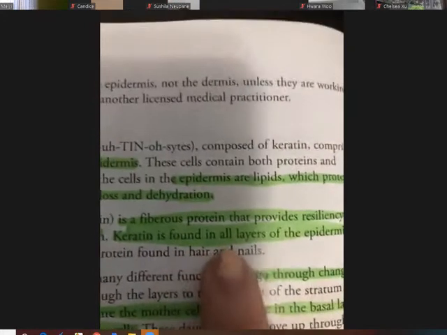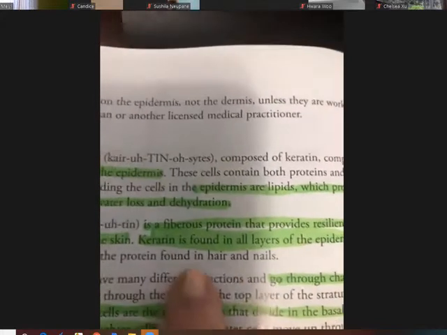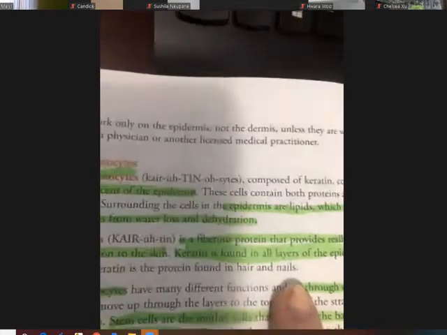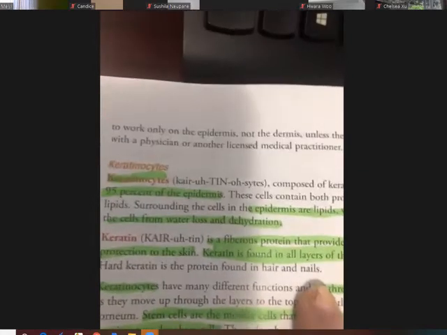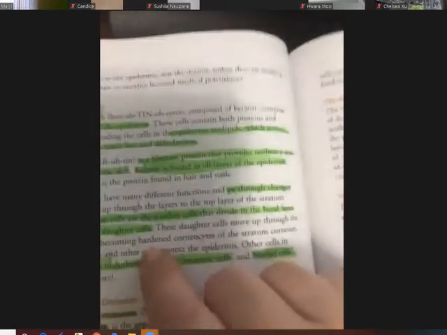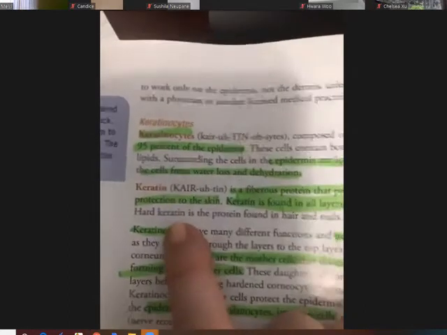Keratin is found in all layers of the epidermis. Hard keratin is the protein found in hair and nails. Okay, so our skin is 95% keratinocytes, which is made up of protein, and keratin is found throughout our whole skin, the first layer. And hard keratin is the hair and the nails.